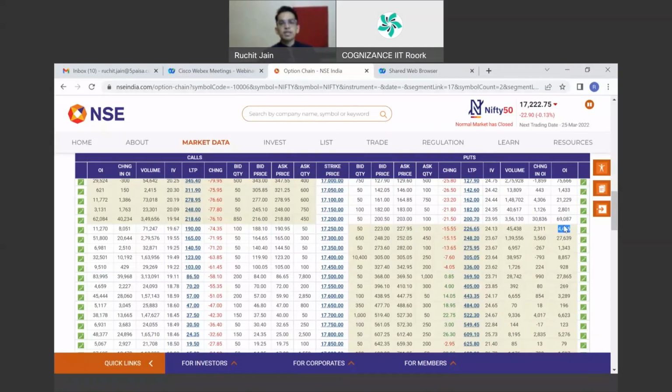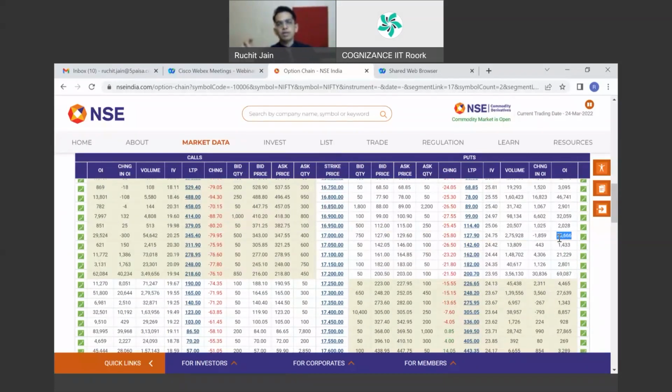So as per the options data, how to look at support and resistance? Look at the highest open interest, in which strike price there is highest open interest. So 17,000 put option has highest open interest. Put options highest open interest is the support level. Call options highest open interest is the resistance level. So 17,500 is the resistance, 17,000 is the support as per this options data.